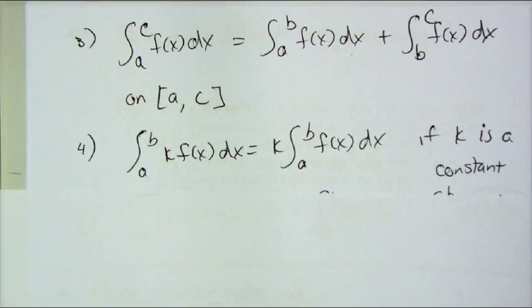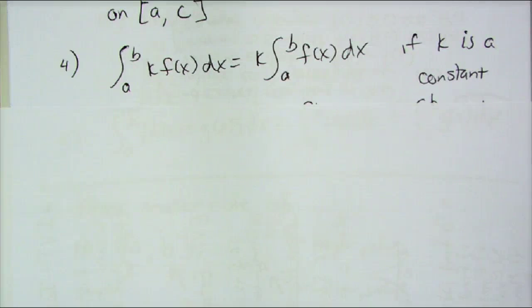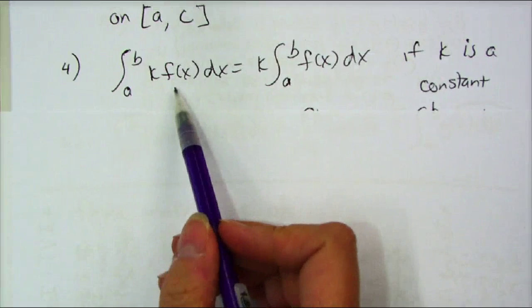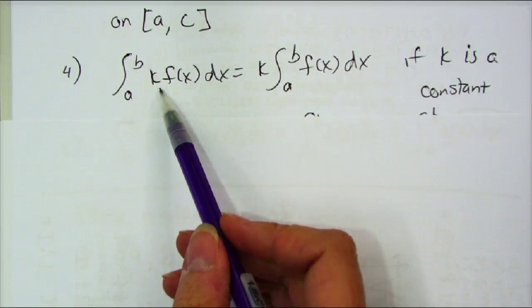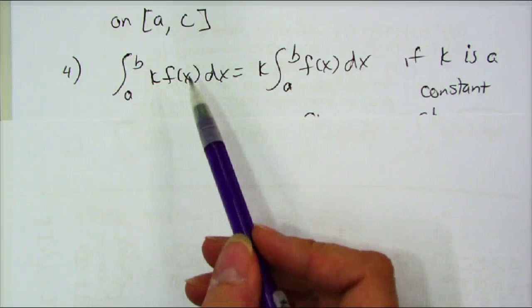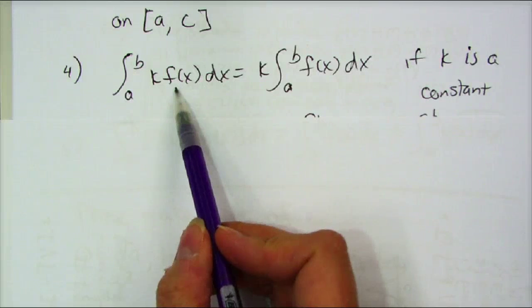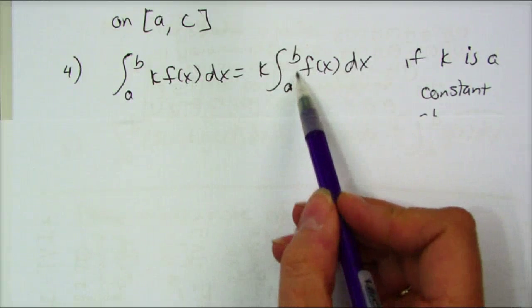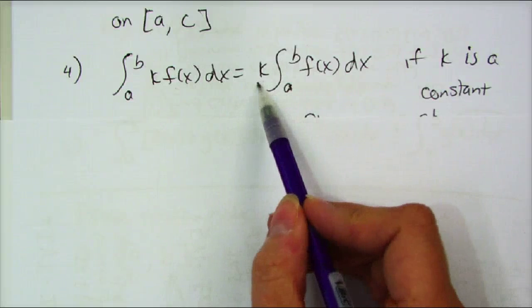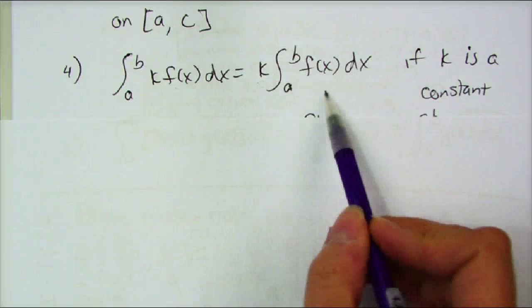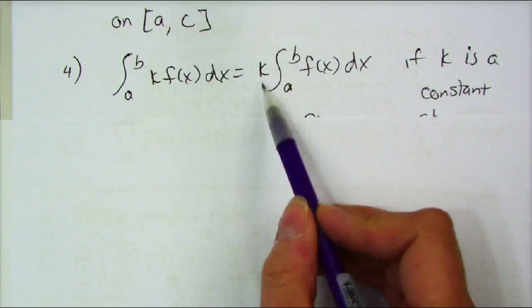Another property, property number 4. So let's say I have some constant k, like a 2, square root of 2, 1/2, 1/8. So 1/8 times the function, I can go ahead and factor out that 1/8, that constant number. Again, this constant has no x in it. Then I can continue taking the area and at the end take the area and multiply it by that.